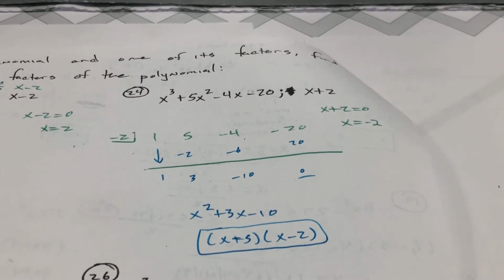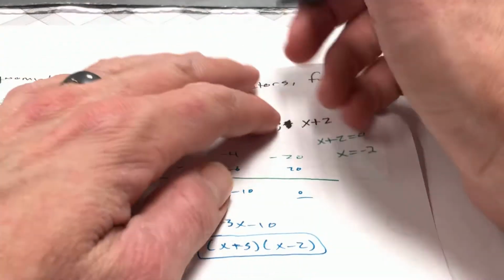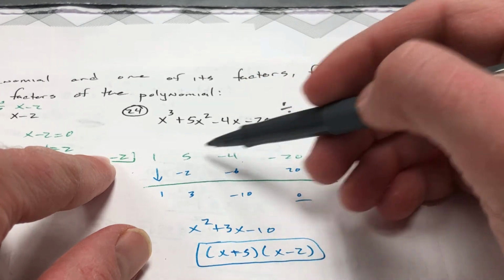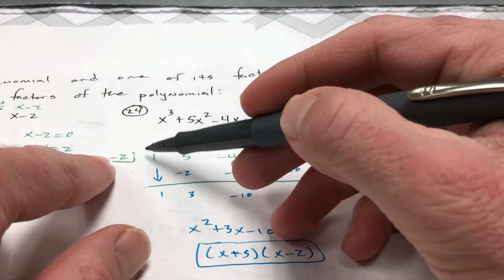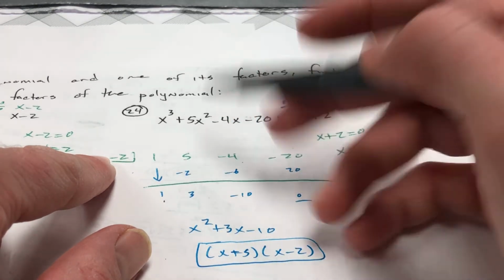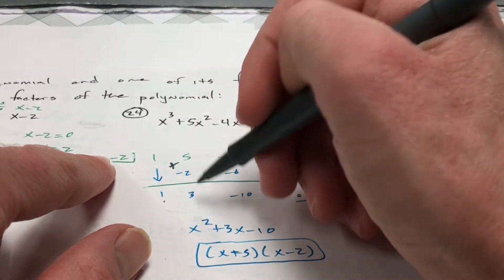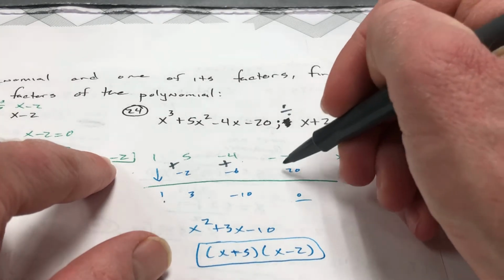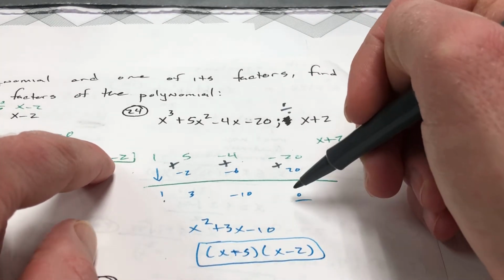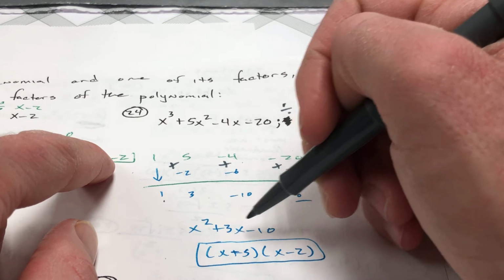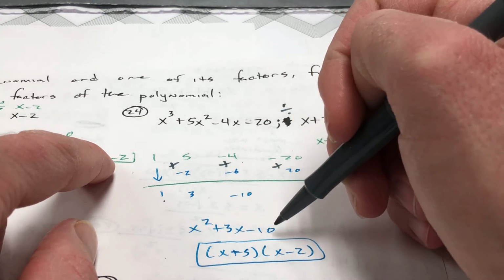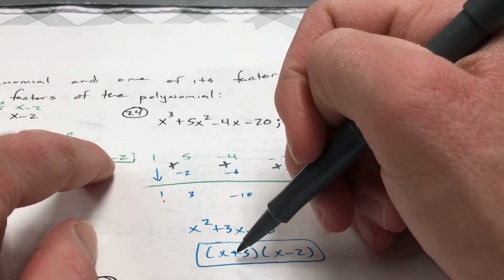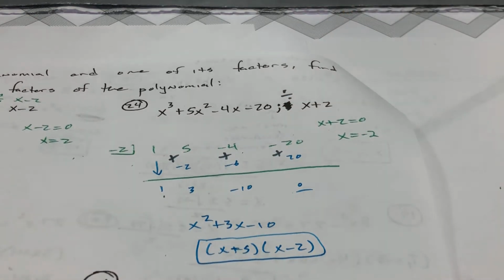So I do synthetic division again. I said x plus 2, what I'm dividing by, equal to 0. Negative 2 goes in the cubby. 1x to the third, 5x squared, negative 4x, negative 20. Bring the 1 down. Negative 2 times 1 is a negative 2. I add them up. Negative 2 times 3 is a negative 6. I add them up. Negative 2 times negative 10 is 20. I add them up. So this is x squared plus 3x minus 10. What multiplies to 10 and differs by 3? 5 and 2. Middle term's positive, so 5 is positive.